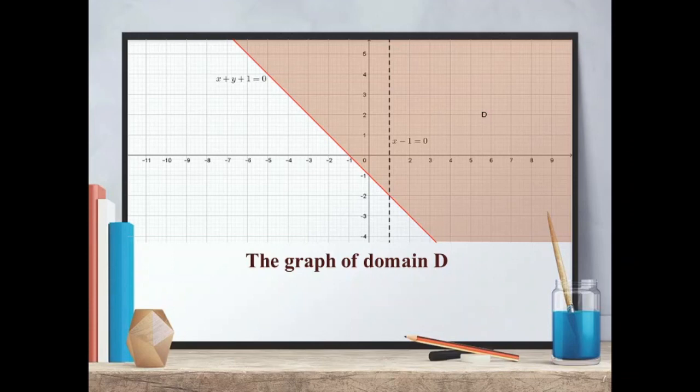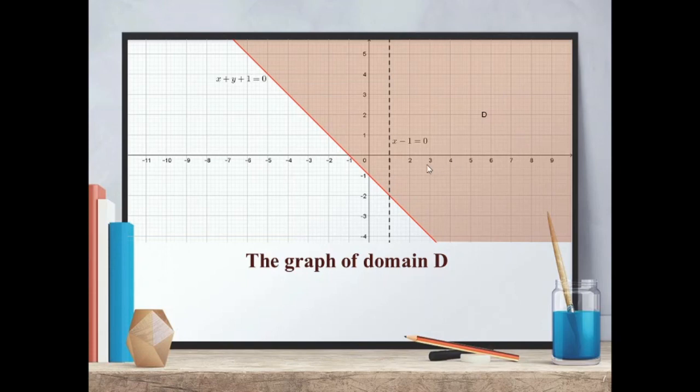Now we can see the graph of the domain of f. See, this is the line x + y + 1 equal to 0. The left of this line represents the half plane of inequality x + y + 1 less than 0, and this right shaded portion represents the half plane of inequality x + y + 1 greater than 0. As we required x + y + 1 greater than or equal to 0, the graph of domain D should contain this line x + y + 1 equal to 0 together with the right half plane.